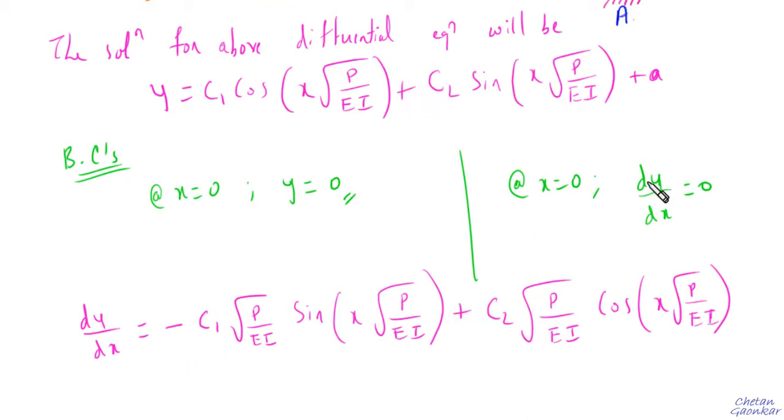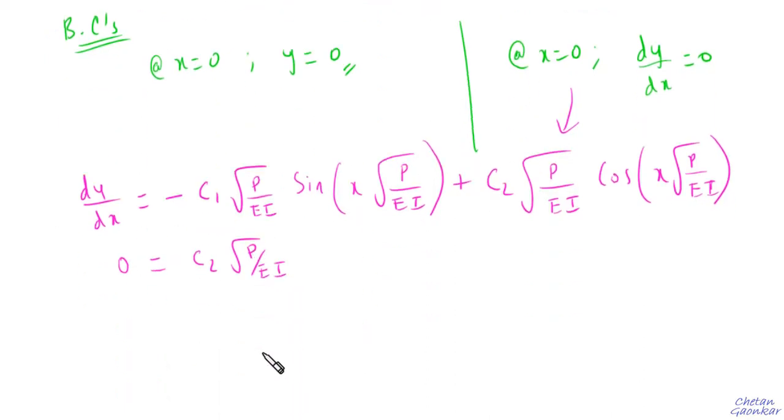Now if I take the help of the boundary condition, at x equal to 0, dy by dx is equal to 0. When x is equal to 0, the sine term will just disappear, and finally we will get C2 root of P divided by EI. But can root of P divided by EI be 0? No, this term cannot be equal to 0, which implies that C2 will be equal to 0. So from our second boundary condition, we have got C2 as 0.